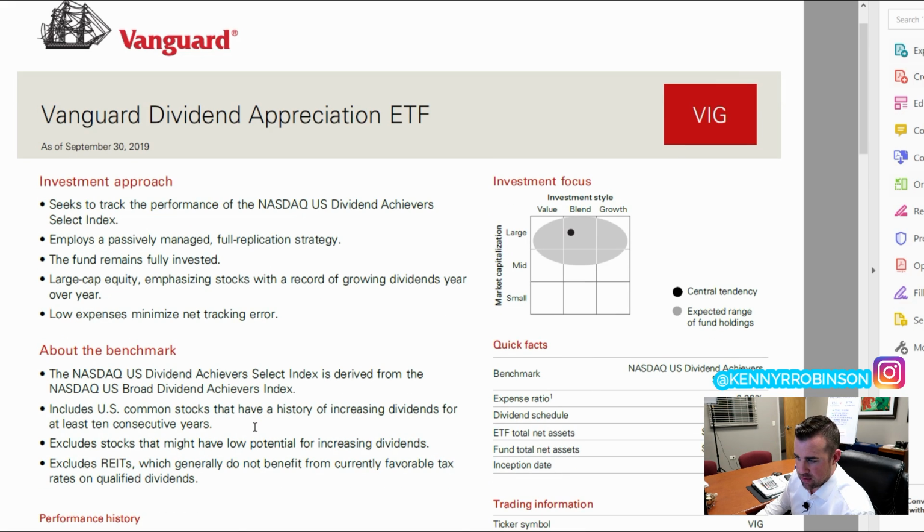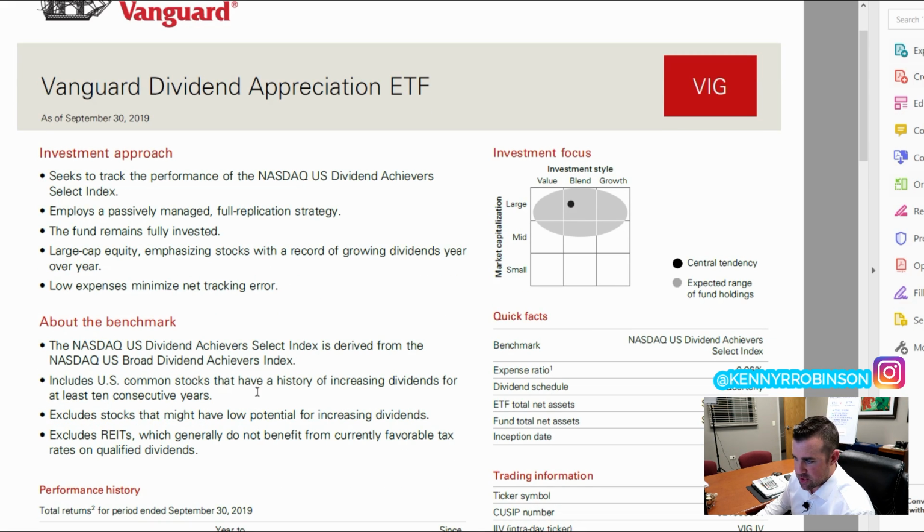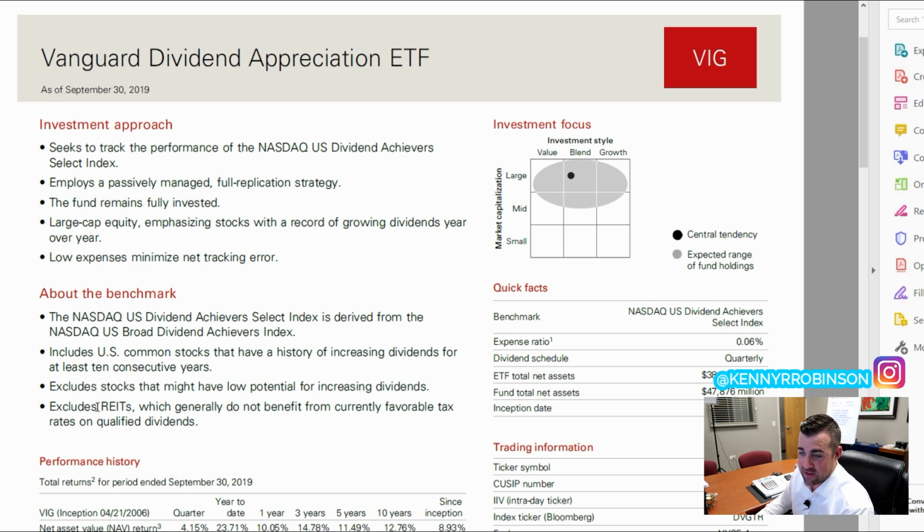Okay, well, let's take a look at this. Includes US common stock, history of increasing dividends for at least 10 consecutive years. Okay, so we know that every stock in here has increased their dividends since at least 2009 consecutively. It also excludes real estate investment trusts, REITs. All that is real estate stocks, so to speak, which generally do not benefit from the currently favorable tax rates on qualified dividends. So REITs typically are taxed as ordinary income, where dividends are typically taxed as capital gains, which is a lower rate currently as of the time of this video. And so that's what that says here.